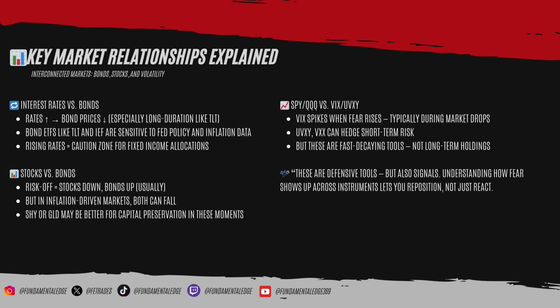Now enter instruments like UVXY or VXX. These are ways to trade volatility itself. They're often used as hedges. So when SPY or QQQ are falling, UVXY might be ripping plus 20% or more. But here's the trap. These products decay over time. Their value erodes in sideways or calm markets due to how they're structured. That's why you should never treat them as long-term holds.